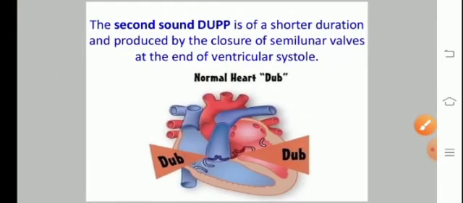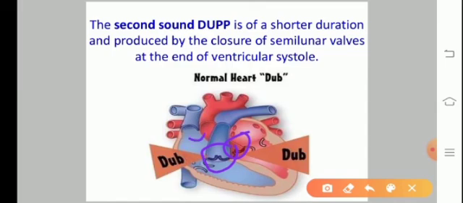The second sound is produced due to the closure of the pulmonary semilunar valve and aortic semilunar valve. Closure of these two valves will cause this dup sound.